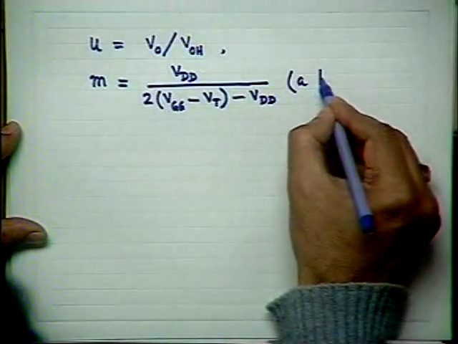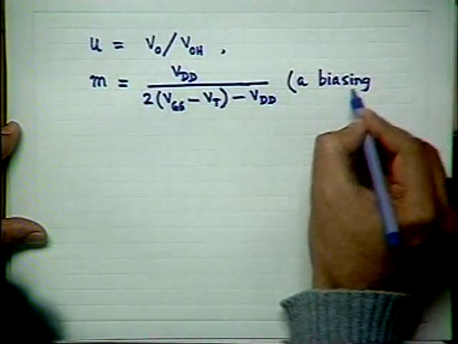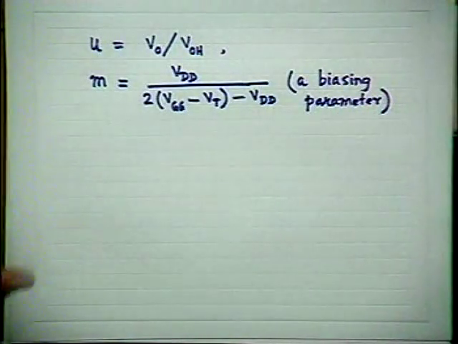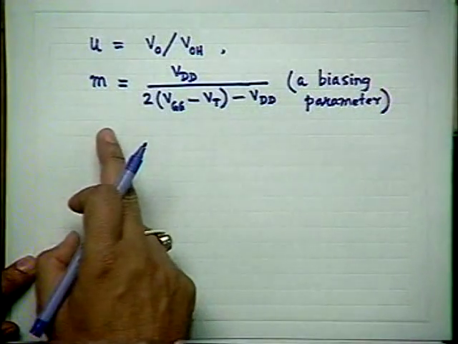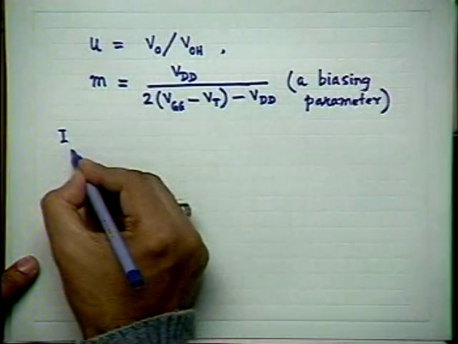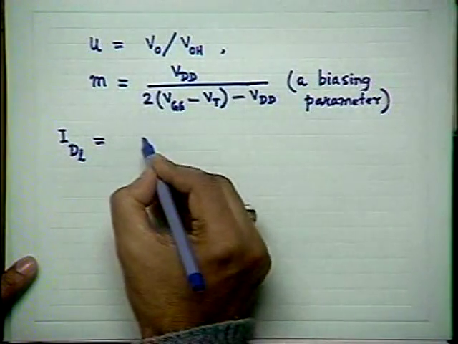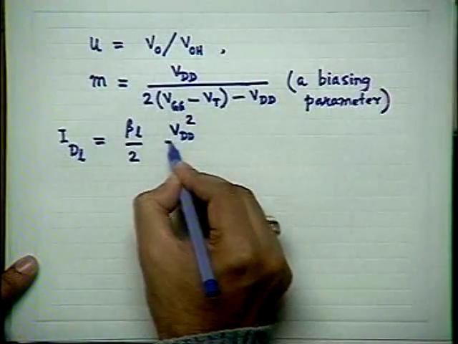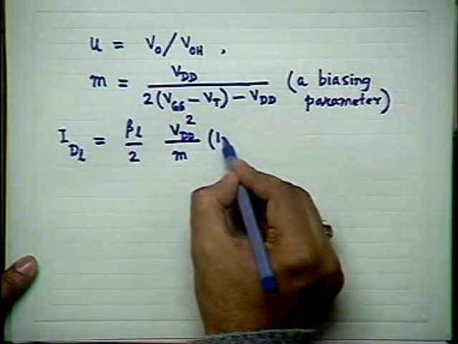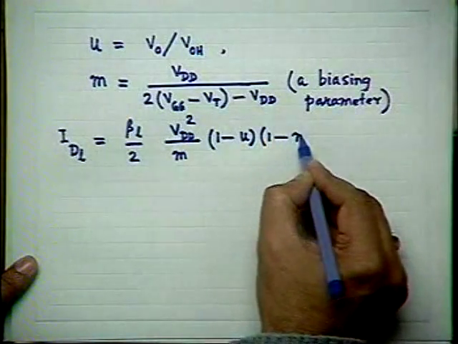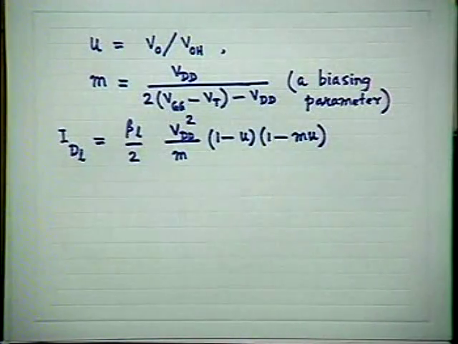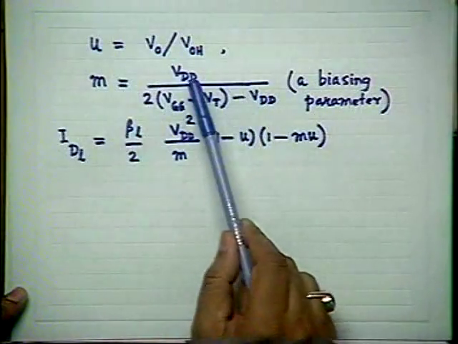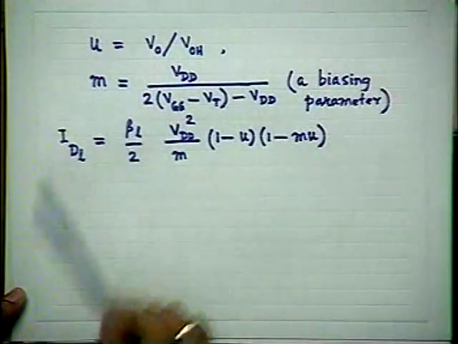I'll call it a biasing parameter. So in terms of U and M, now IDL can be expressed like this, beta L by 2. What I have done is simply replace VO by VOH by U, and all these parameters taken together by a parameter M.